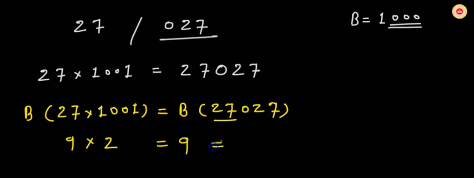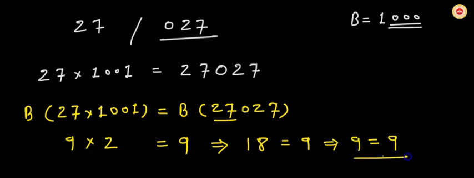9 twos are 18, which gives us 1 plus 8, 9. See, we need to have the Bijank in the form of a single digit, but there are 2 digits here, so we add them again to get a single digit. So 1 plus 8, 9. The right hand side is 9, so both sides are tallied. This 9 is the Bijank of the left hand side and this 9 is the Bijank of the right hand side. Both sides are equal. Right? The Bijank of both sides are equal, so we are correct.